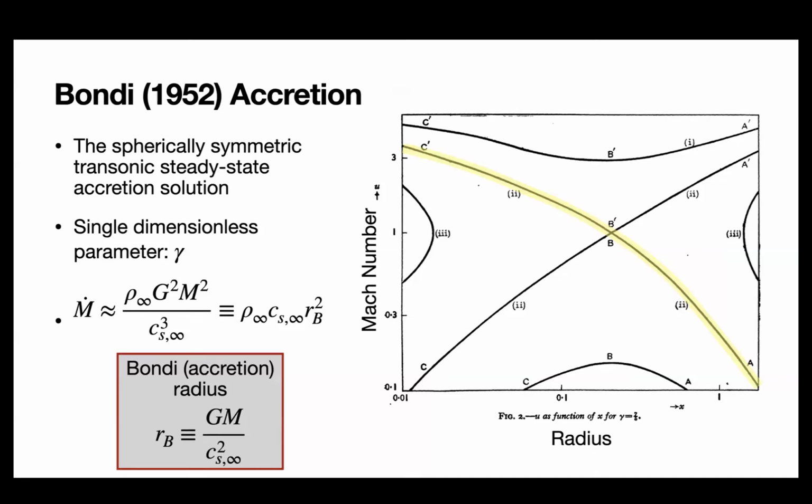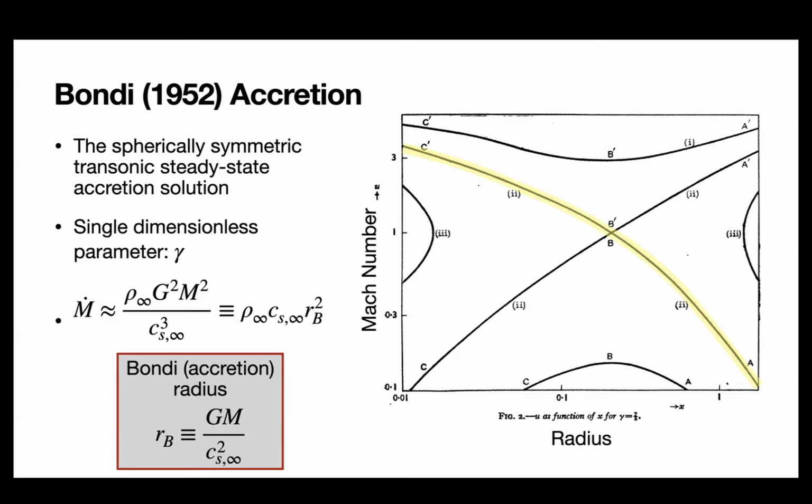So to start with the simplest thing that people do, they invoke some sort of Bondi-like 1952 accretion scenario for treating this accretion process. In 1952, Bondi established the spherically symmetric steady state accretion solution, shown here on the right. He found there are these different classes of solutions, and the one that is essentially an accretion solution is shown in yellow.